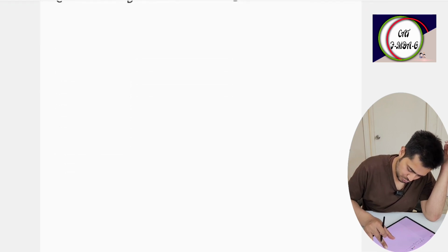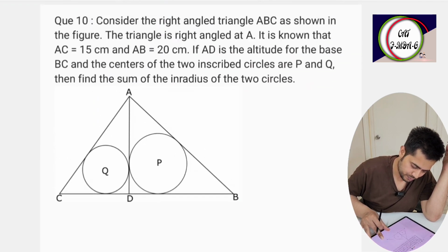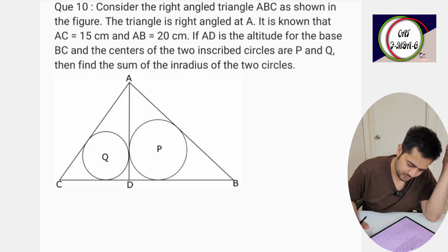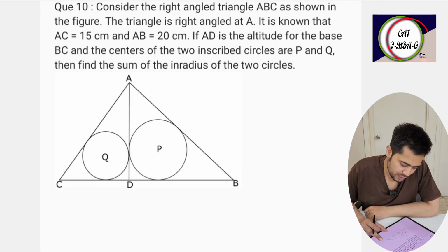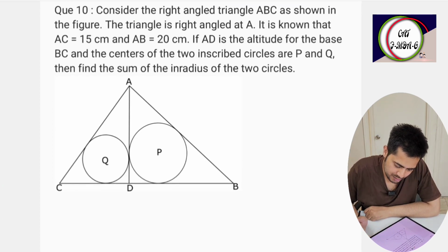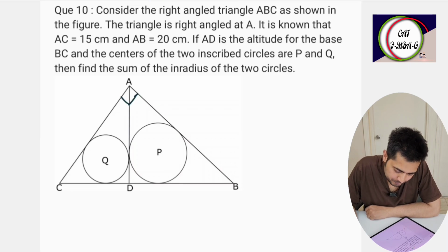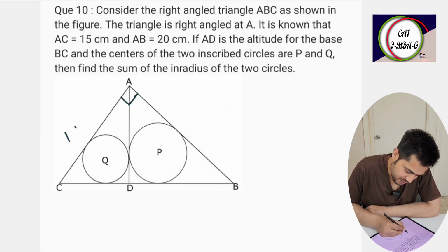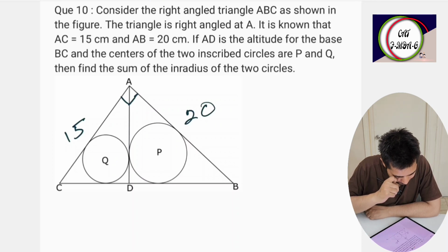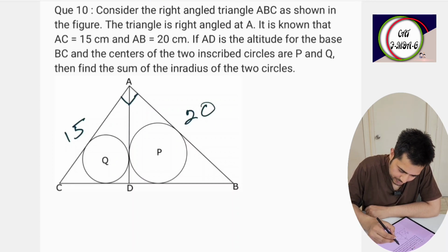Okay, one more question and we will be done for today. Consider the right angle triangle ABC as shown in the figure. The triangle is right angled at A. Okay, so this is the right angle. It is known that AC is 15, AB is 20. Okay, and AD is the altitude. So this is also a right angle.